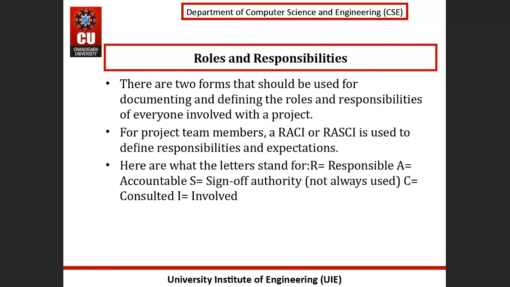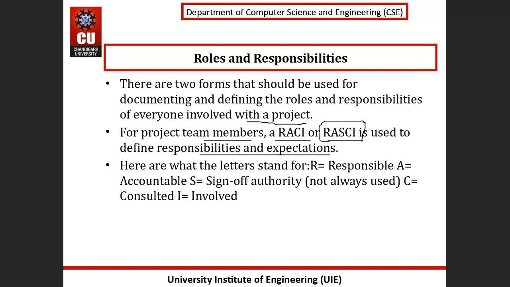Next we have roles and responsibilities: the roles and responsibilities of each and every person in the project team. Fine. So there are two forms that should be used for documenting and defining the roles and responsibilities of everyone involved with the project. For project team members, RACI or RASCI is used to define responsibilities and expectations. So what does it mean?